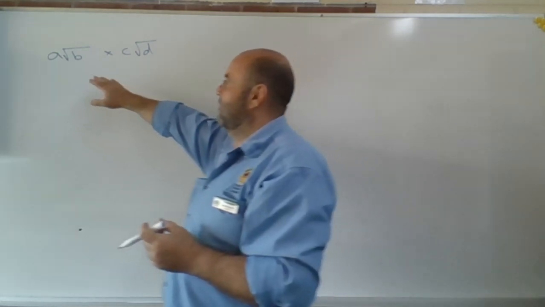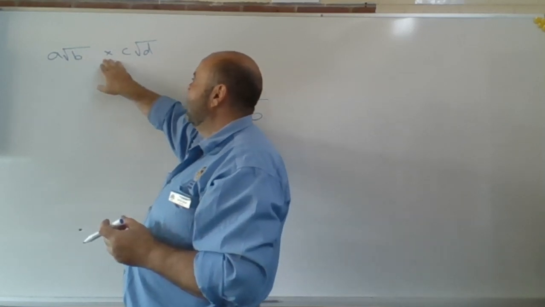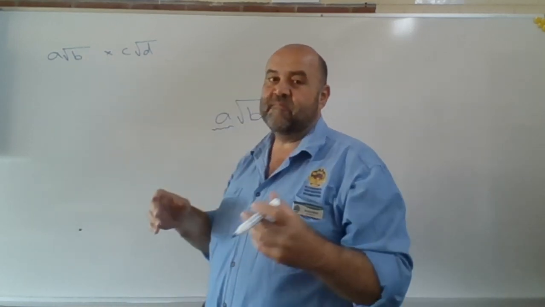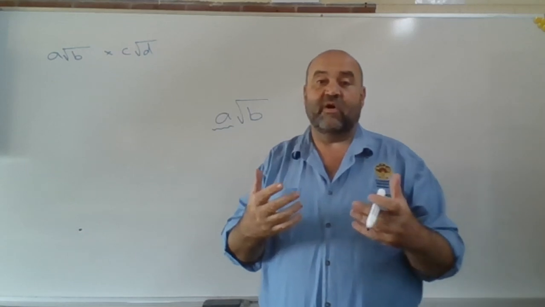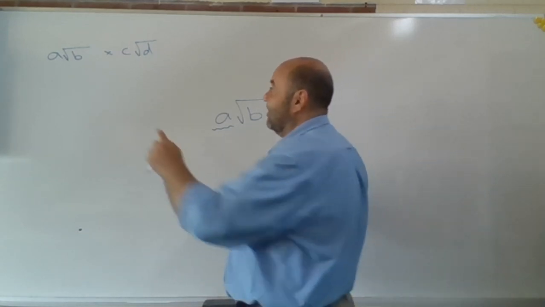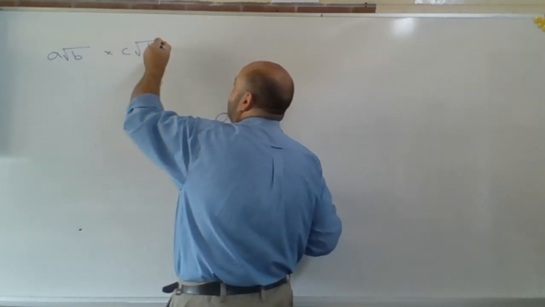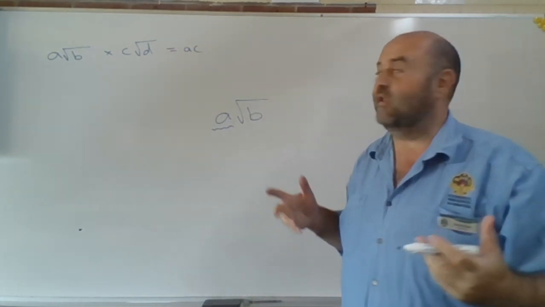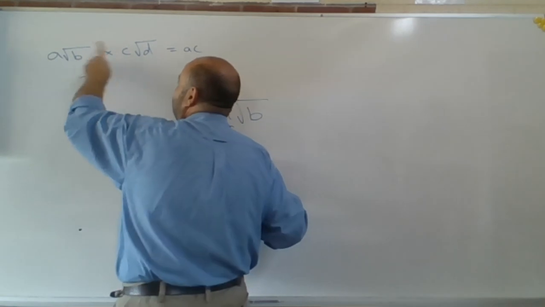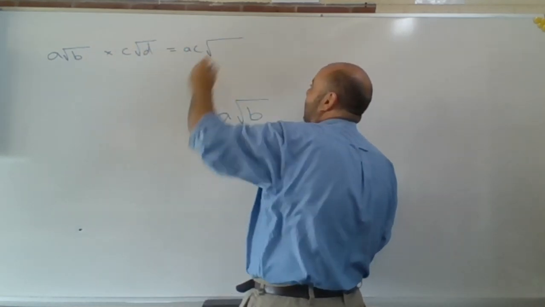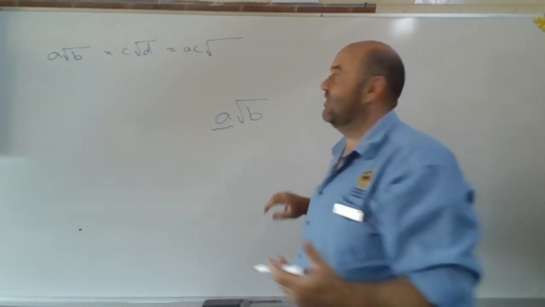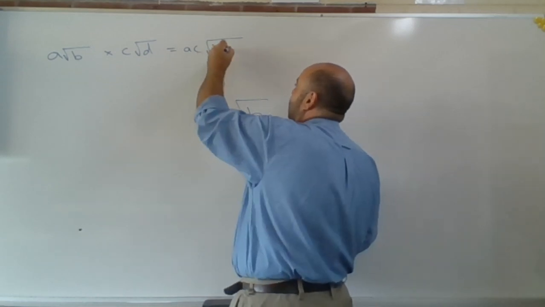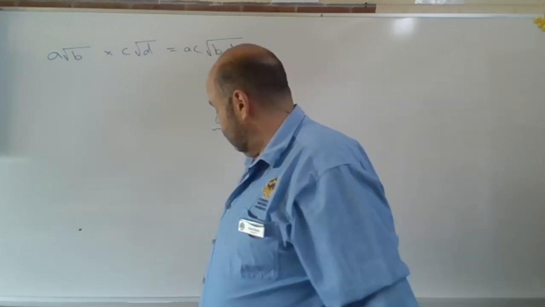So coming back over here, if I've got A times the square root of B times C times the square root of D, like I would with normal algebra, I'm just multiplying the coefficients. So A and C get multiplied together. And underneath the radical sign, underneath the square root sign, the B and the D get multiplied together too.